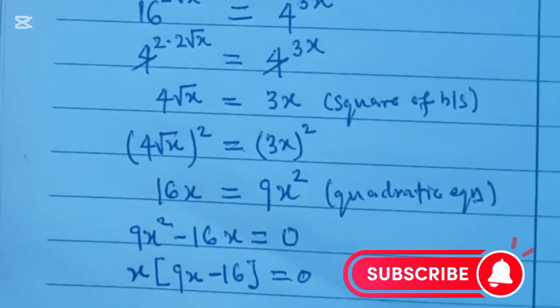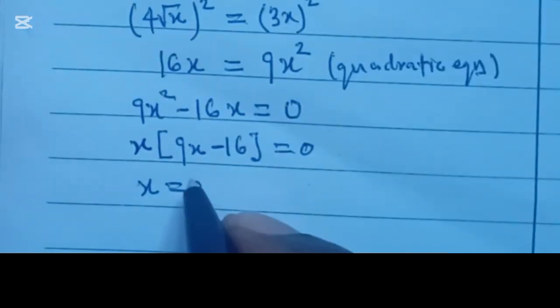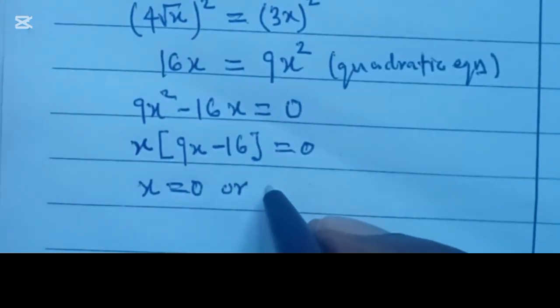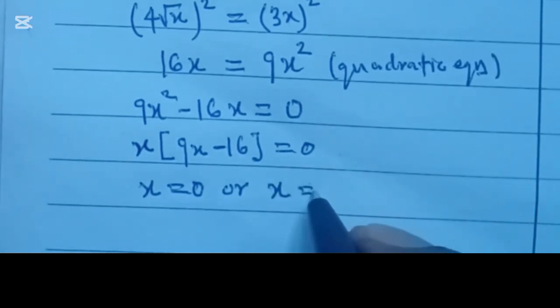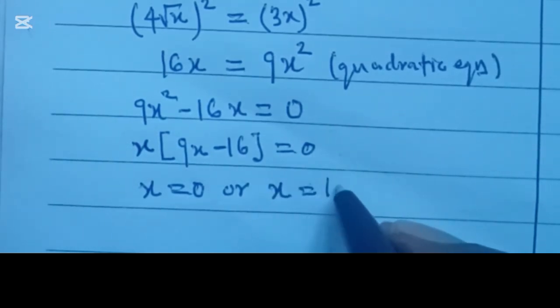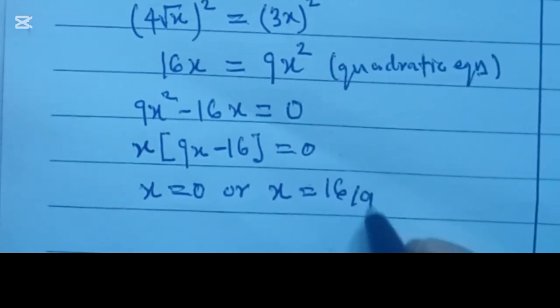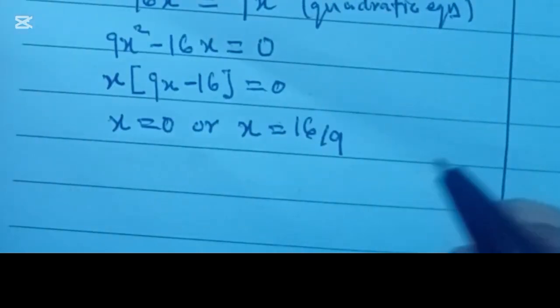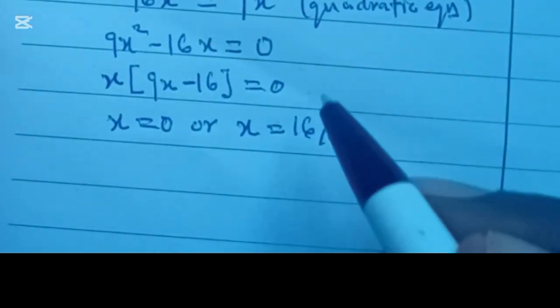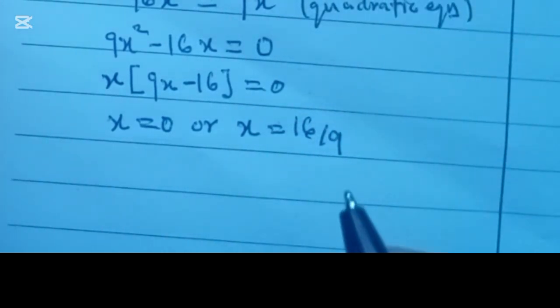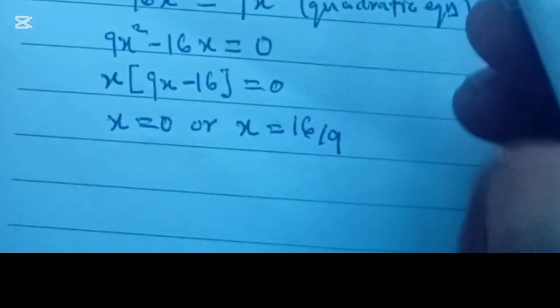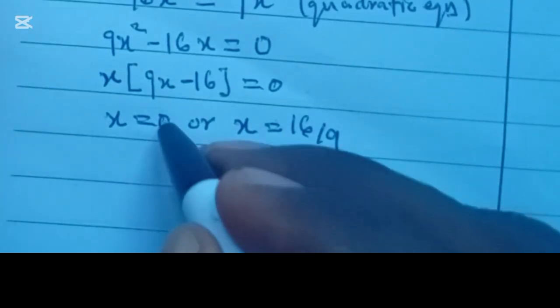Easily we can see that x is equal to 0, or when we equate the bracket to 0, we see that x is equal to 16 over 9. And so when you substitute either of these values into the original equation, you would see that we obtain the correct answer. Okay, so that's it for this video.